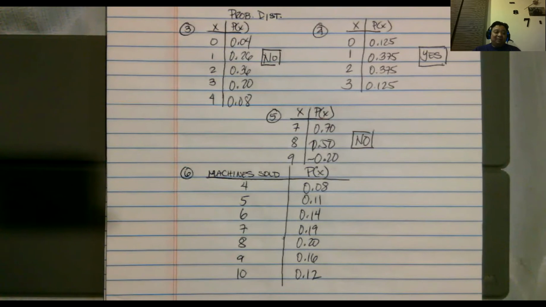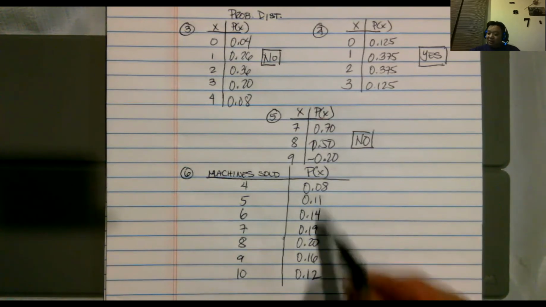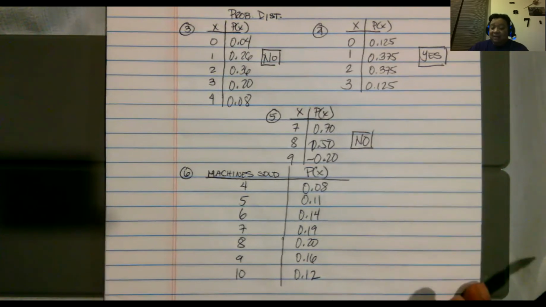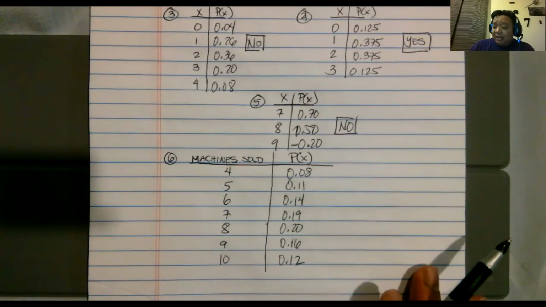Can someone check and make sure that this one does add up to 1? Okay. Let's double check, make sure that all my probabilities add up to 1. We don't want to answer a question if this is not going to add up to 1. Okay. So people say, yes, it is. Okay, so that means this is a valid probability distribution.